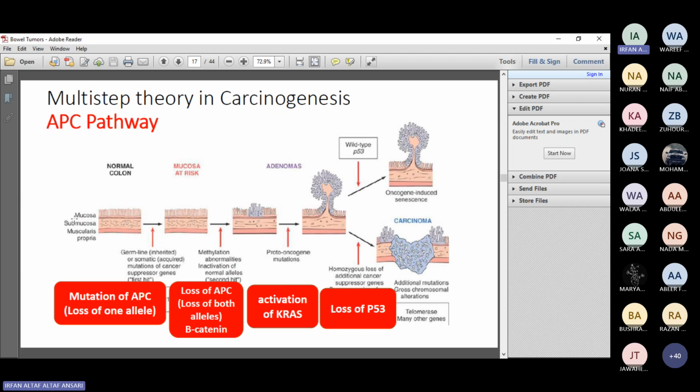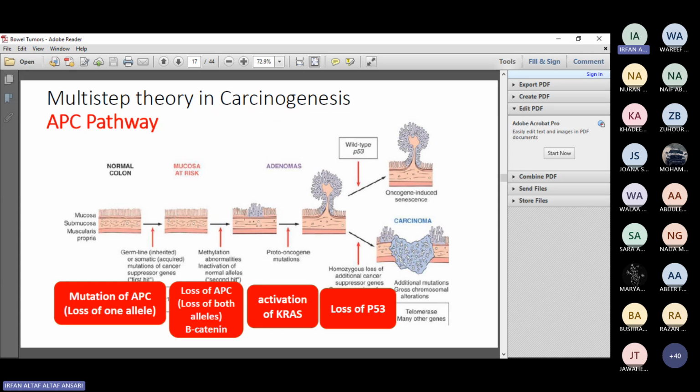So this is the normal colon mucosa. The risk arises when you have a germline mutation, an inherited mutation in the APC gene. This is the first hit. Then there is methylation abnormality or inactivation of the other allele, like loss of the APC gene in both alleles, acting through beta catenin.